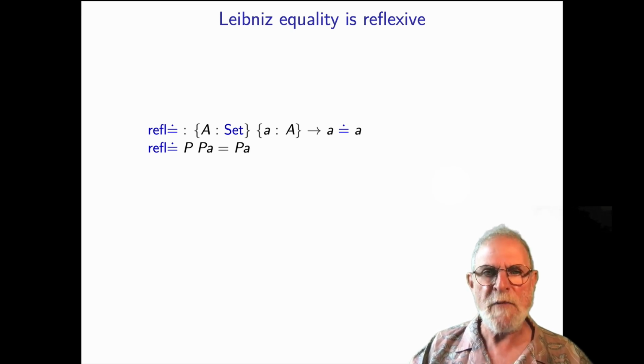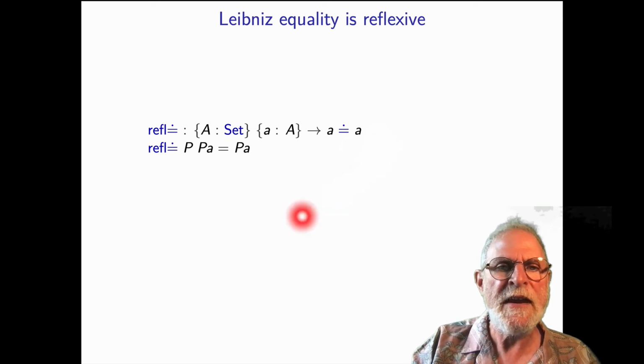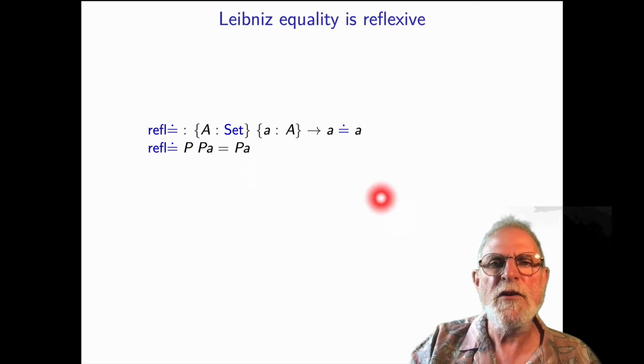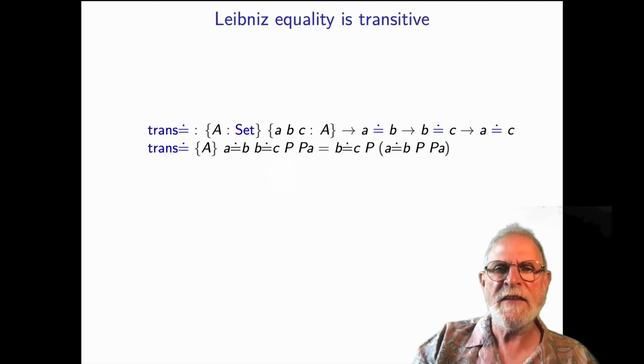So first of all, right, we want to be reflexive. We want it to always be the case that a is equal to a. What does that mean? Given an arbitrary P and proof that P of a holds, we need to return proof that P of a holds. Okay, that's very easy. It's also transitive.